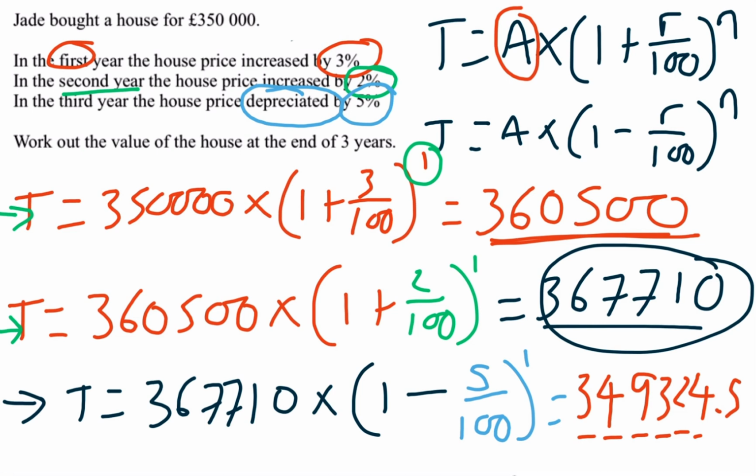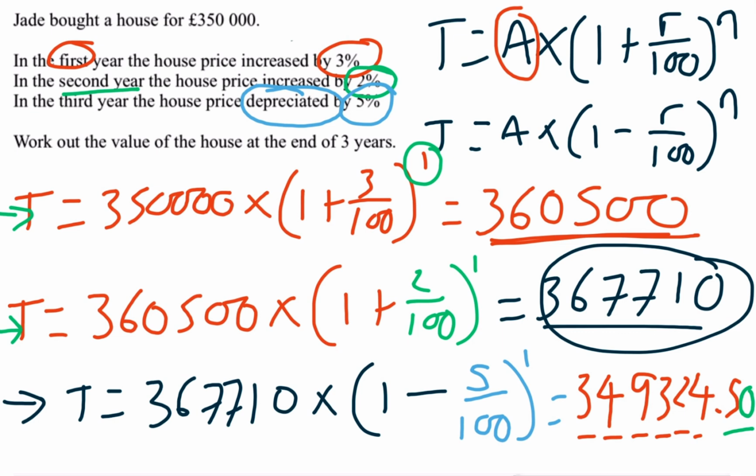You would have lost a mark because you can't have 0.5 of a pound. So therefore, because that's what the calculator shows, you must ensure that there is the answer to 2 decimal places. So it's 50p. So your answer is 349,324.50. Please make a note of that answer, because what I'm going to show you next is a much better way of doing it as well.